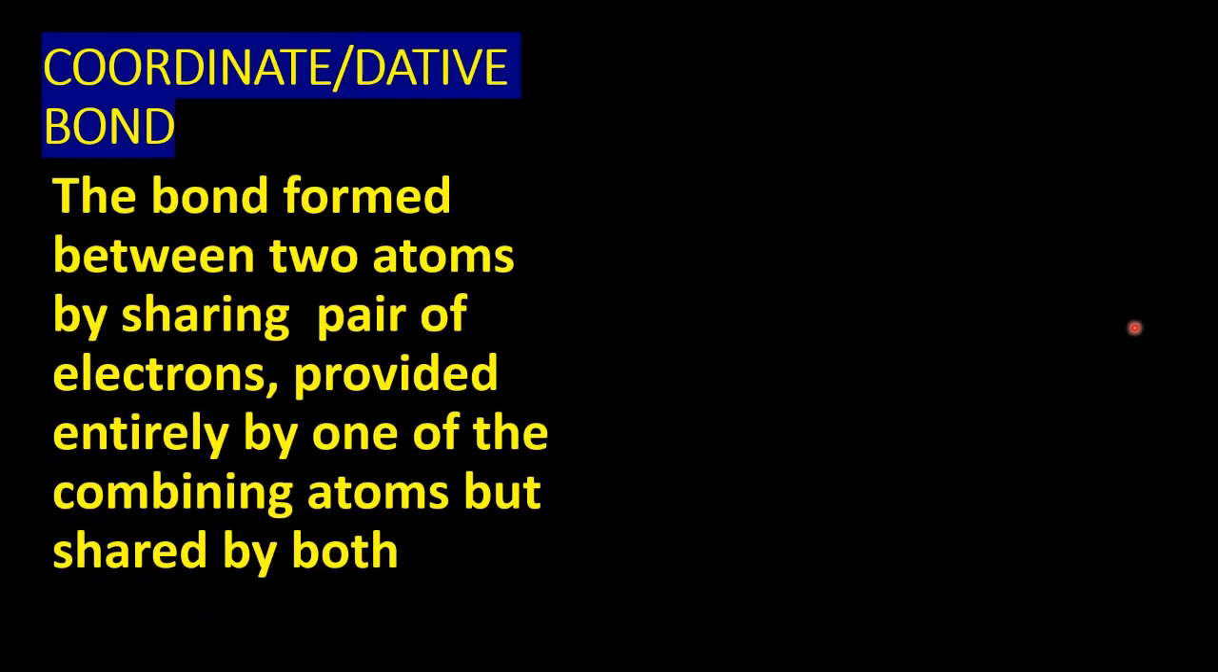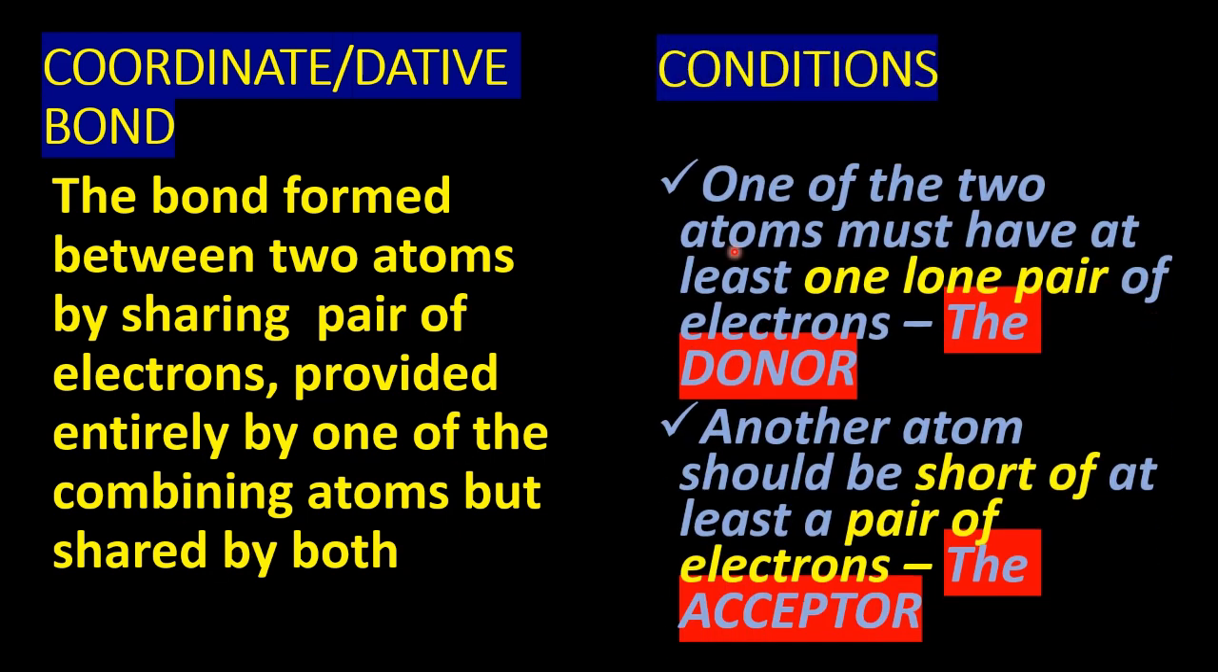Last part, coordinate or dative bond. What do you mean by dative bond or coordinate bond? The bond formed between two atoms by sharing a pair of electrons, but the condition here is that both shared electrons are given by one of the combining atoms, but they are shared by both. So the conditions here: one of the two atoms must have at least one lone pair of electrons, and that you call the donor. And another one should be short of at least a pair of electrons, you call it the acceptor.